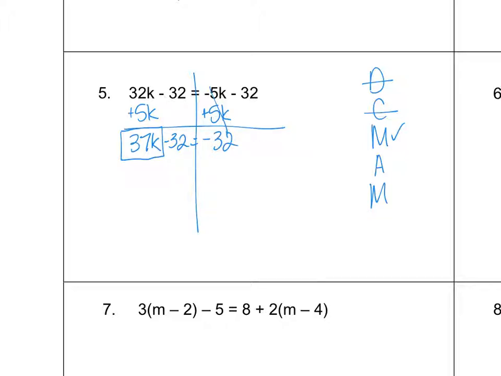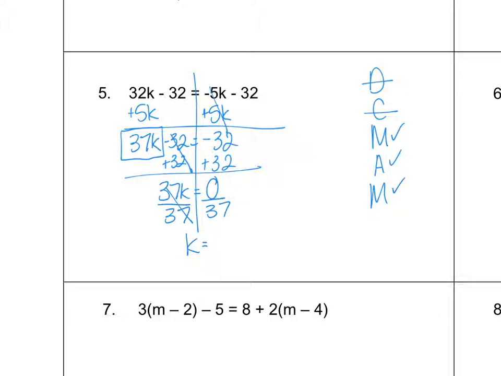From here, we're going to add 32 to each side to get that box by itself. I have 37k is equal to negative 32 plus 32 gives me 0. And from here to get k by itself, I need to divide each side. And k is equal to 0 divided by 37 gives me 0.